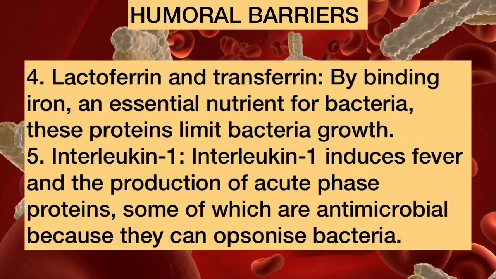Fourthly, we have the proteins lactoferrin and transferrin. By binding iron, an essential nutrient for bacteria, these proteins limit bacterial growth. Lastly, we have interleukin-1, which induces fever and the production of acute phase proteins, some of which are antimicrobial because they can opsonize bacteria.